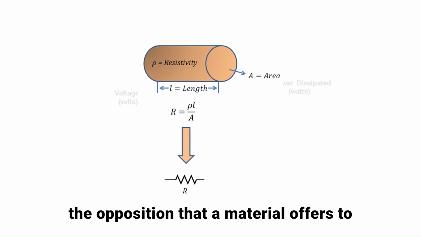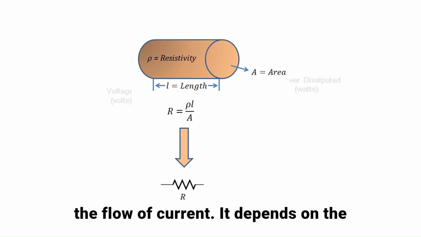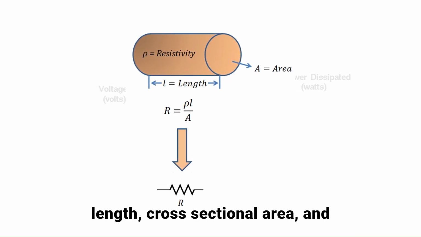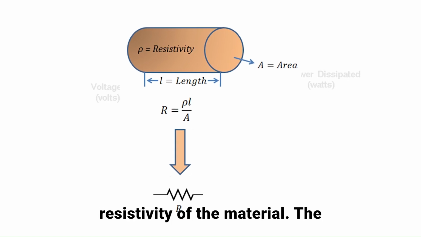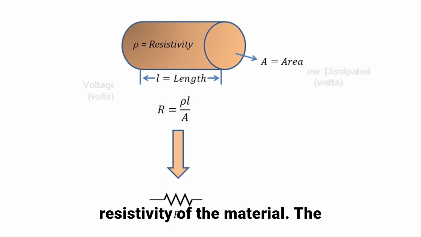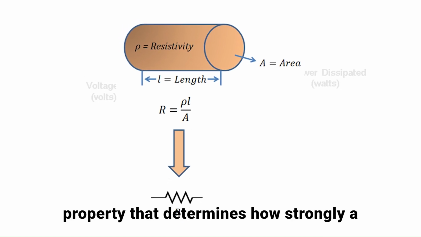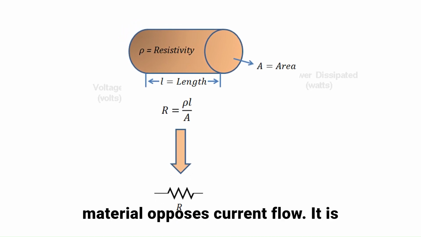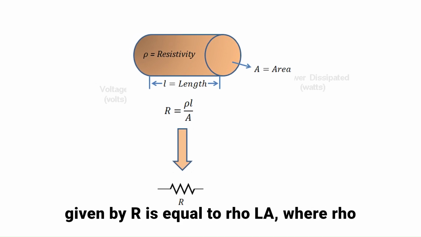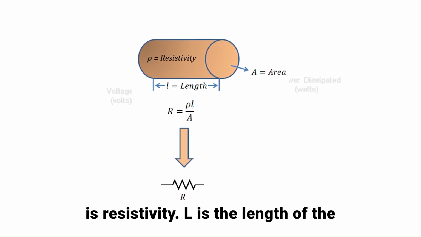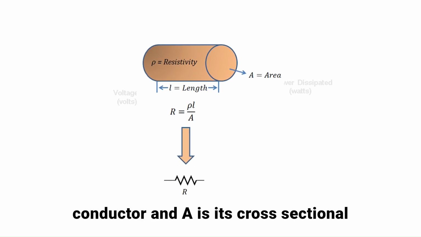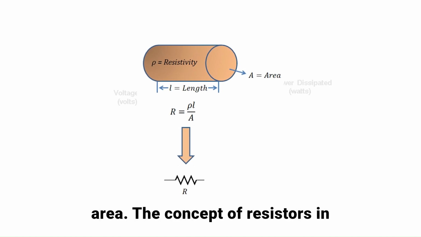Resistance is the opposition that a material offers to the flow of current. It depends on the length, cross-sectional area, and resistivity of the material. The resistivity of a material is an intrinsic property that determines how strongly a material opposes current flow. It is given by R is equal to ρL/A, where ρ is resistivity, L is the length of the conductor, and A is its cross-sectional area.